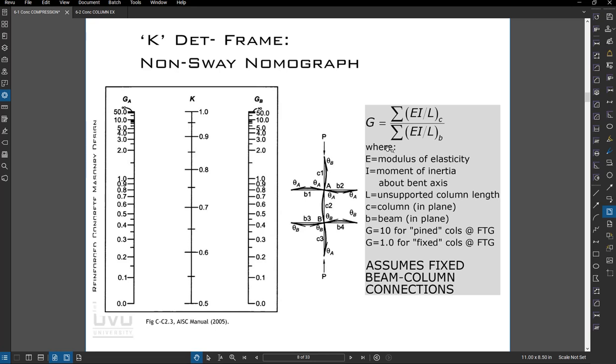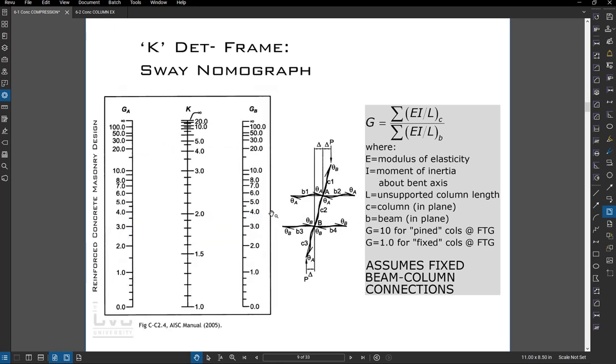So this slide gives you a determination. For G at A and G at B, you take the sum of the column stiffness over the lengths divided by the sum of the beam stiffness over their lengths, and you'll get a number. You do that for the top and bottom joint. Let's say we had 0.3 on one and 2 on another. You draw the line, and then you come to this K and you pick off the number. So it's 0.76 or so. Anyway, I'll let you dig into that more.